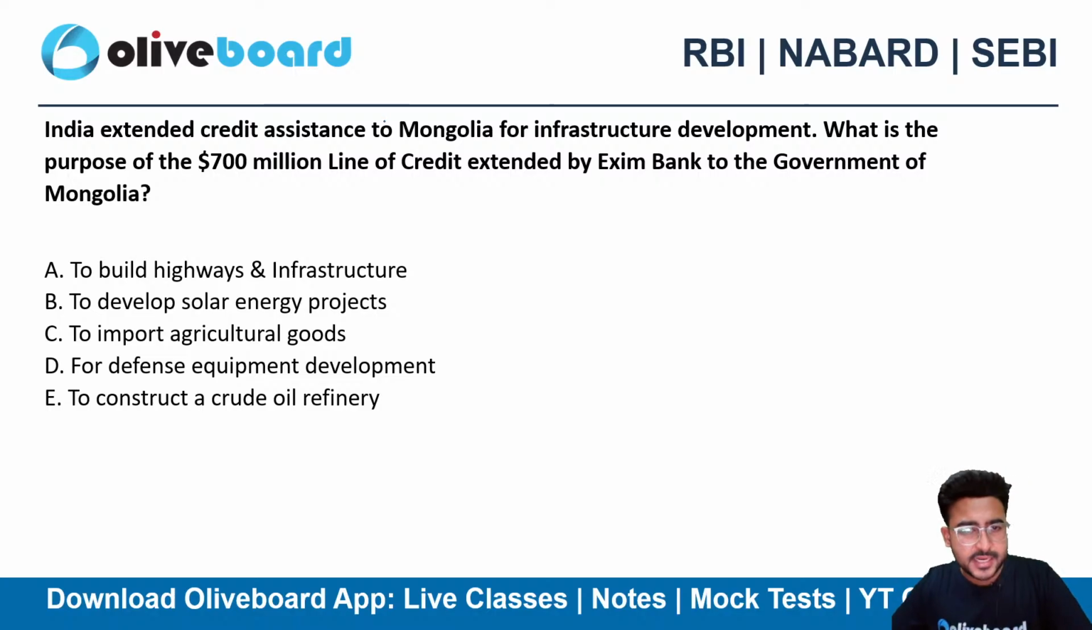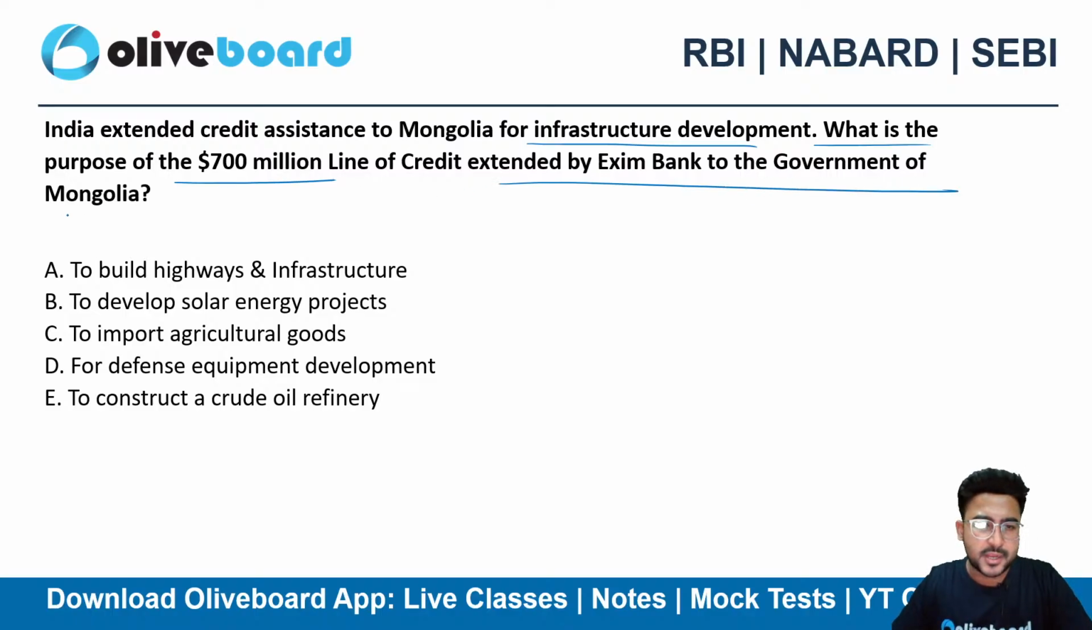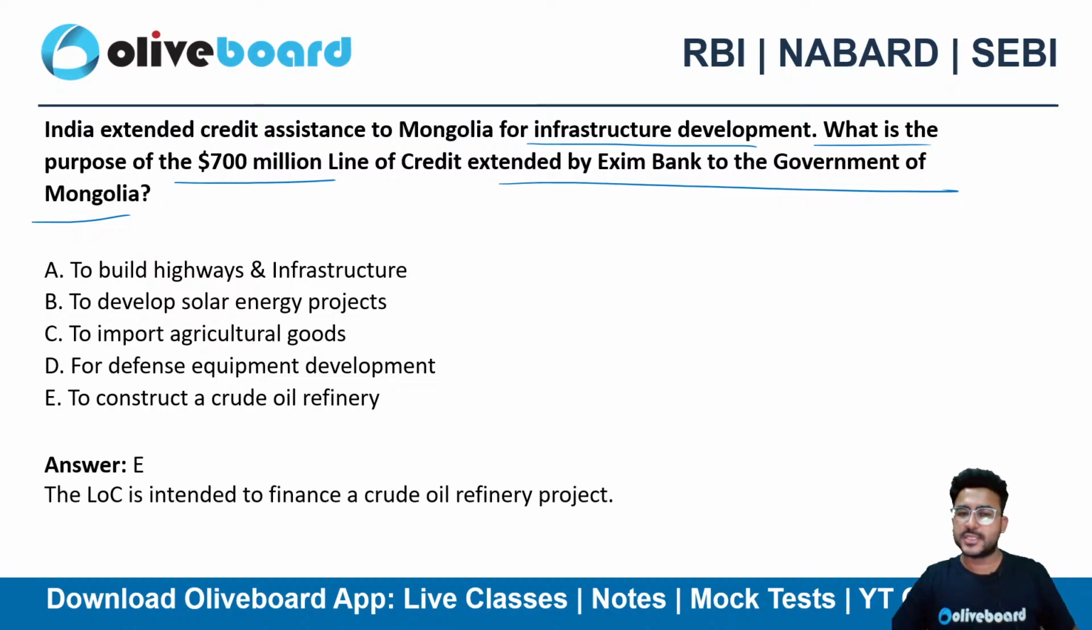Next is India extended credit assistance to Mongolia for infrastructure development. What is the purpose of 700 million line of credit extended by Exim Bank to the government of Mongolia? What kind of infrastructure needs to be developed? What kind of development is taking place because of this LOC? What was the purpose of this loan, line of credit? Yes. To construct a crude oil refinery.